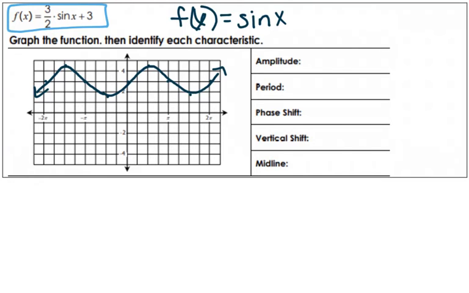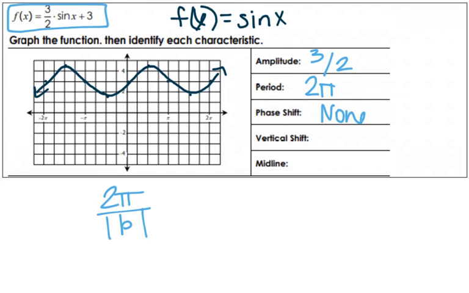Remember, we find the amplitude by taking the number in front of sine or x and making it always positive. So my amplitude is 3/2. Remember that period is 2 pi divided by the absolute value of b, and b is the number in front of x. We have an understood 1 in front of x, so 2 pi divided by 1 is 2 pi. Phase shift, none, because there's no number inside of a parentheses beside x.